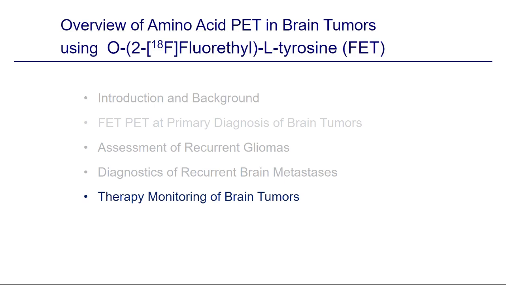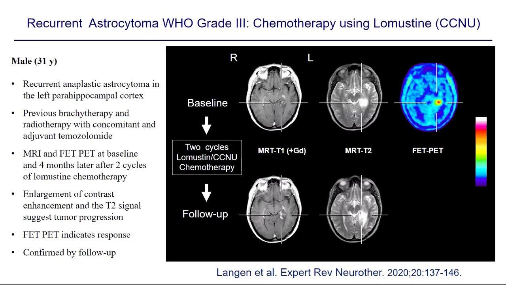The last chapter of this webinar demonstrates some examples concerning the use of FET PET in therapy monitoring of brain tumors. This 31-year-old patient suffered from a recurrent anaplastic astrocytoma in the left parahippocampal region after previous brachytherapy and radiotherapy with concomitant and adjuvant chemotherapy with temozolomide. The upper row shows MRI and FET PET at baseline, and the lower row corresponding images 4 months later after 2 cycles of lomustine chemotherapy.